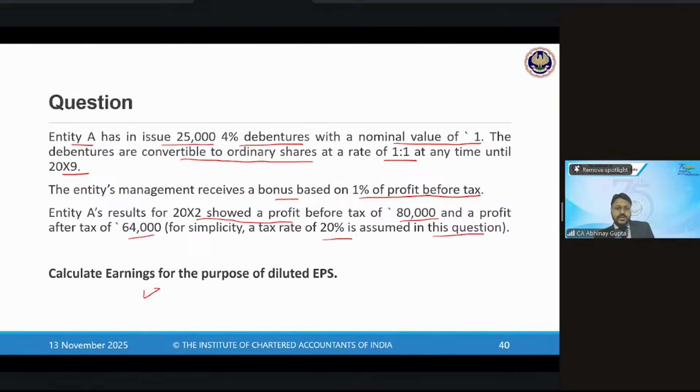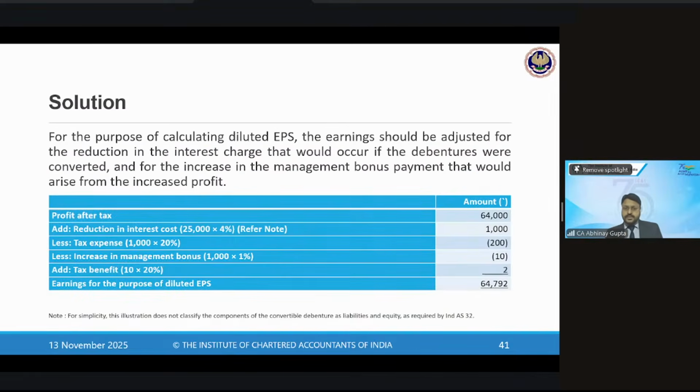Calculate basic earnings per share and diluted earnings per share, or maybe the earnings for diluted earnings per share only. Although we could calculate both, the number of shares is not given in the question, so we cannot. We can only calculate the numerator for the diluted EPS. I think this is the same question we did in our previous session, where we did the adjustment of the management bonus, correct?